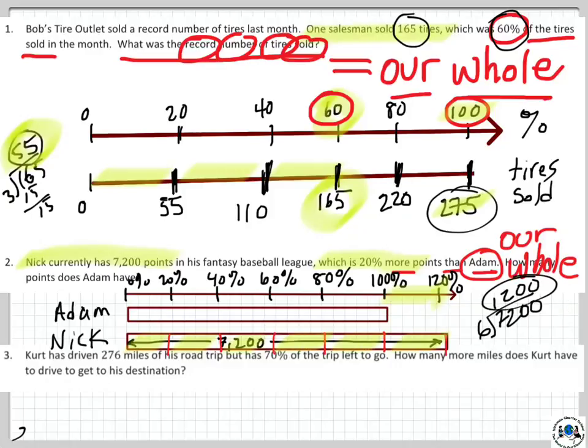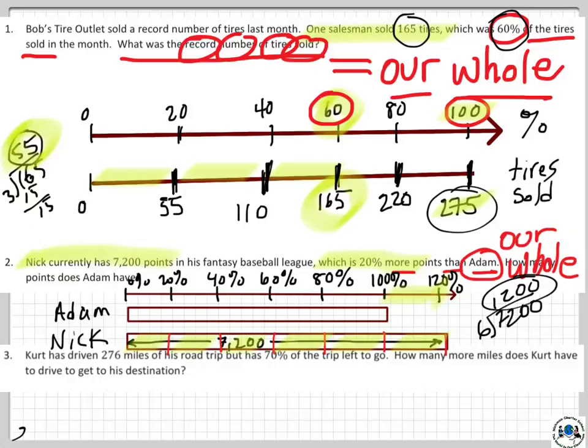And then Nick's 6 segments are worth 1,200 points each, because his is a known quantity. His known quantity, 7,200, divided by those 6 equal segments, equals 1,200.